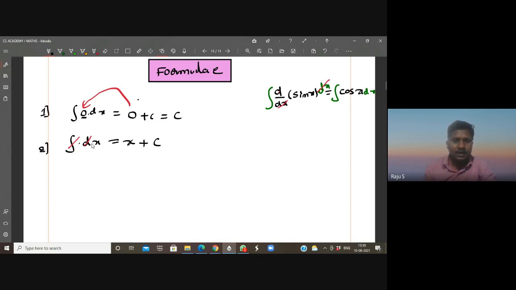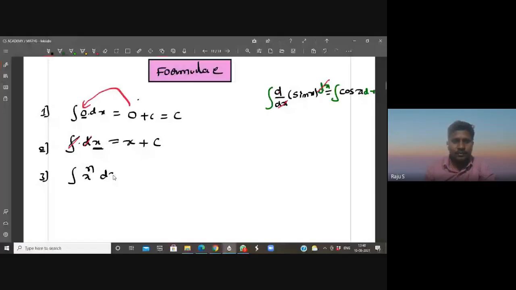Here, integral of dx, this d is nothing but the derivative. The integral gets cancelled, remaining x alone, x plus c. Third one: integral of x power n, exponent and dx compulsory. This is equal to x power n plus 1 by n plus 1, plus c.